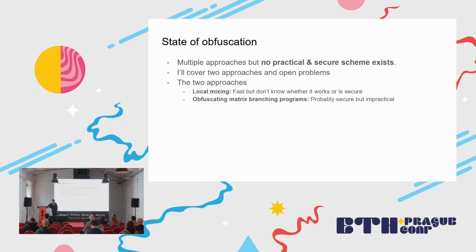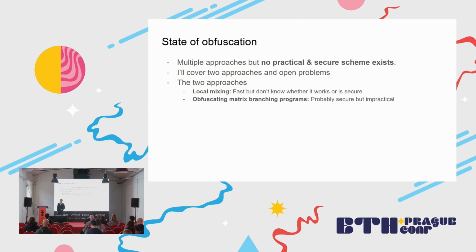What is the state of obfuscation? Well, there are multiple approaches. There's no secure and practical scheme. There's a secure scheme, so we know that obfuscation exists. We know that it is true, but there's no practical construction for it.